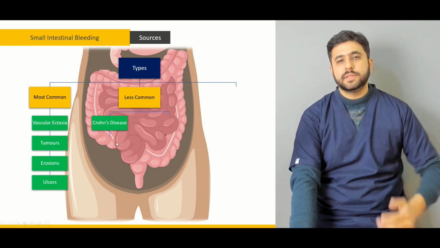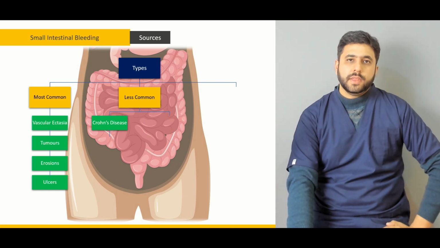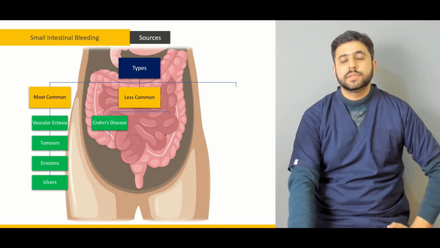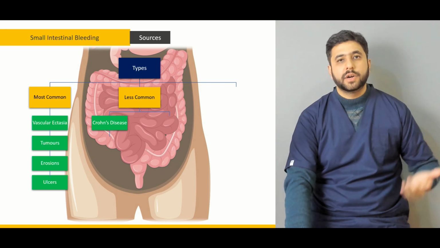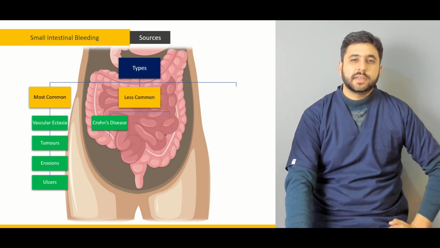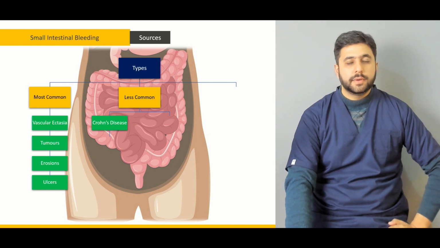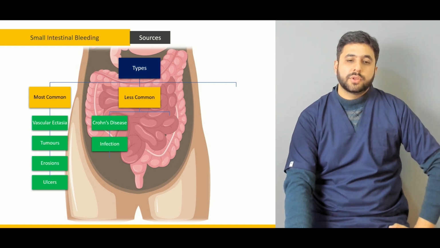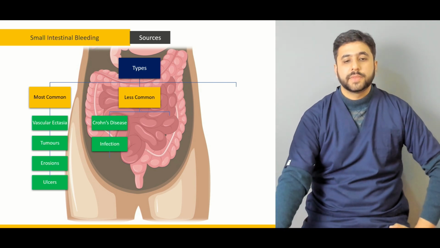And as you know, Crohn's disease is part of inflammatory bowel disease. There is Crohn's disease, and then there is ulcerative colitis. Crohn's disease is the one which can affect any part of the GI tract. Ulcerative colitis generally involves the colon and moves proximally. We are going to discuss these pathologies in detail in the relevant lectures.